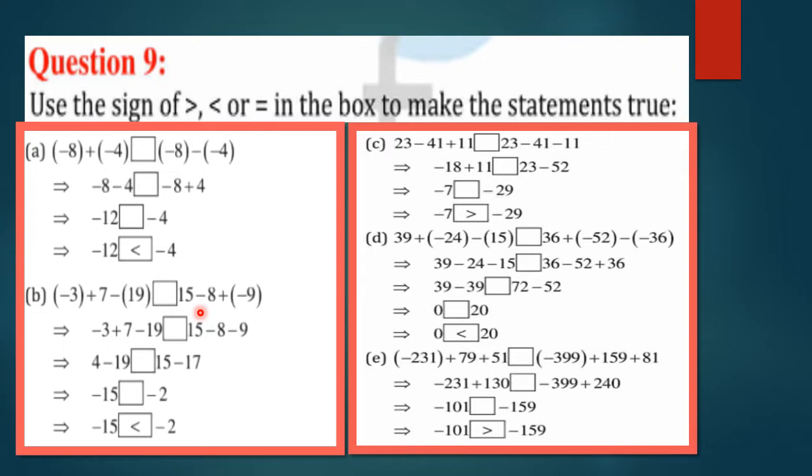Right hand side, 15 minus 8 plus bracket minus 9. So 15 minus 8 plus into minus is minus 9. So 15 is here, minus 8 minus 9. Both are minus, so we have to add and put minus sign. So 8 and 9 becomes 17. So 15 minus 17.